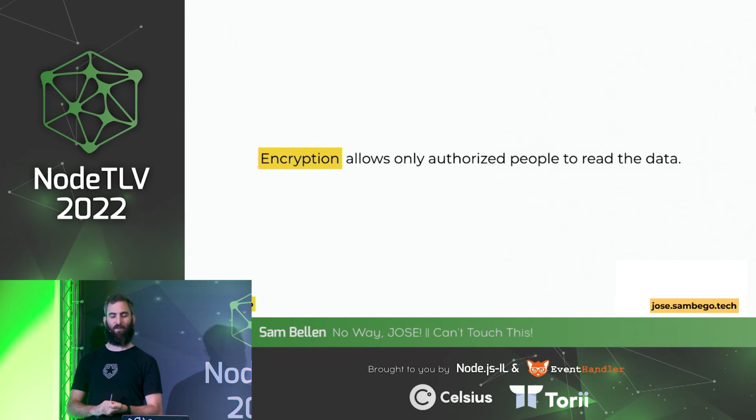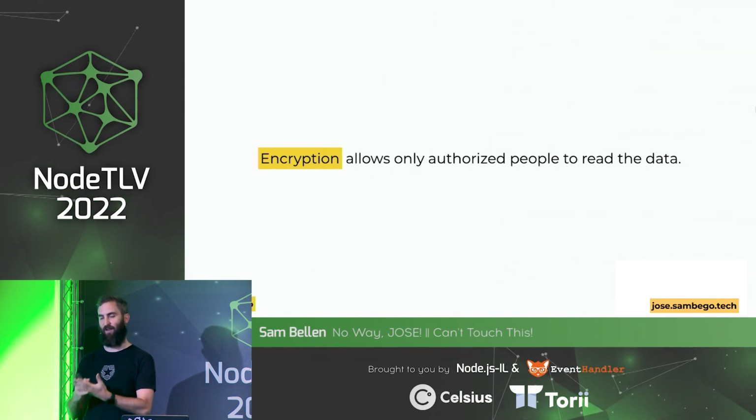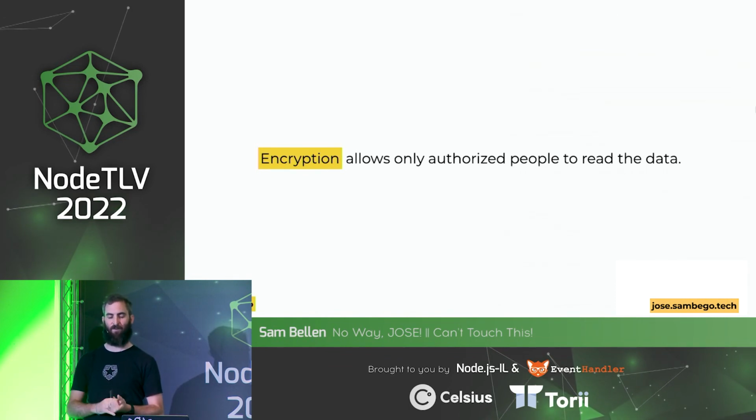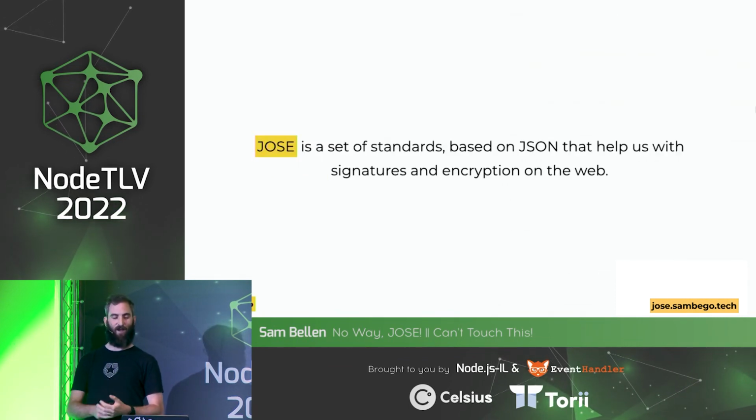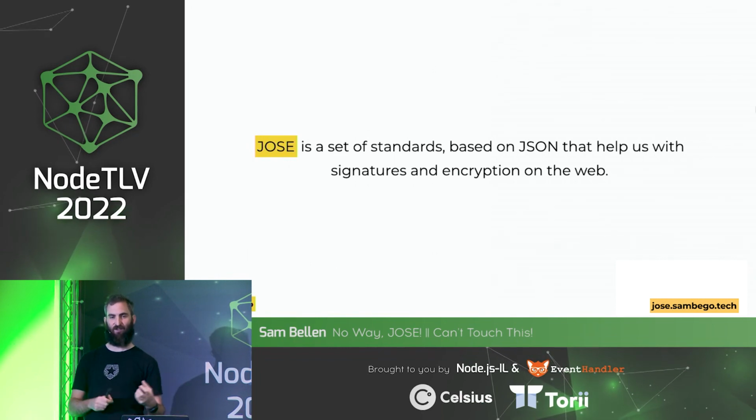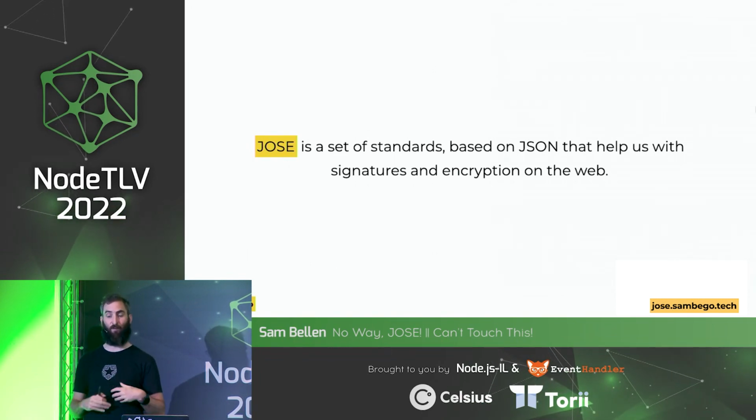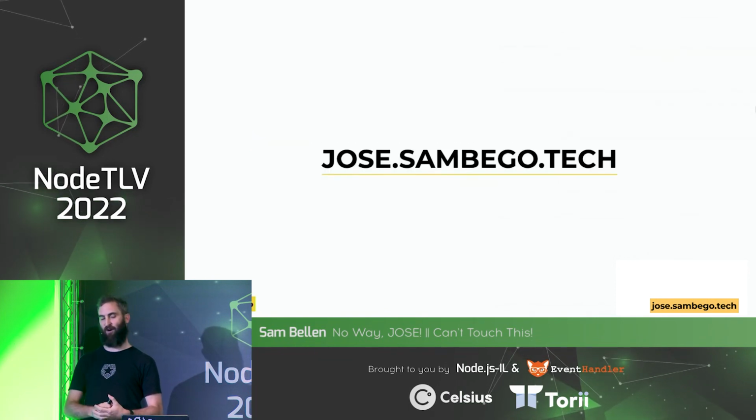Encryption allows only authorized people to read the data, just because you need your own private key to decrypt the message, or a shared secret, depending on which algorithm you use. And JOSE is a set of standards based on JSON that will help us with the signatures and encryption on the web. It is a standardized way of transmitting signatures or encrypted messages in the form of JSON or a string on the web. These slides are available and will always be available at jose.sambigo.tech.